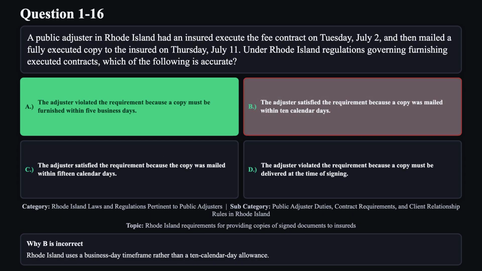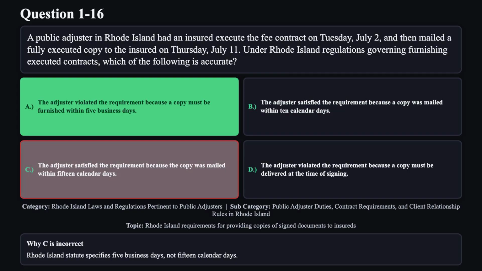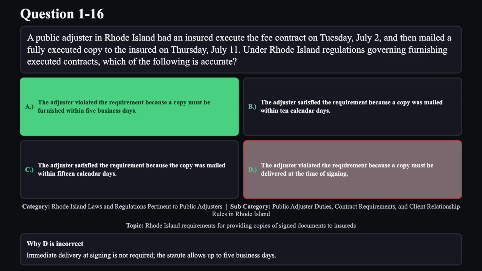Reason B is not correct. Rhode Island uses a business day time frame rather than a 10 calendar day allowance. Reason C is not correct. Rhode Island statute specifies 5 business days, not 15 calendar days. Reason D is not correct. Immediate delivery at signing is not required. The statute allows up to 5 business days.